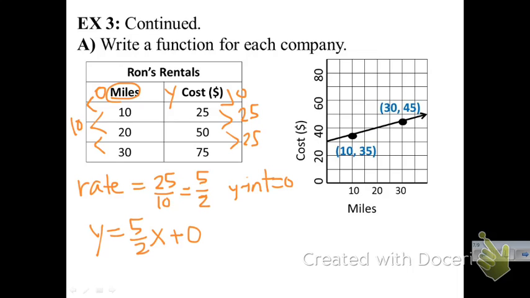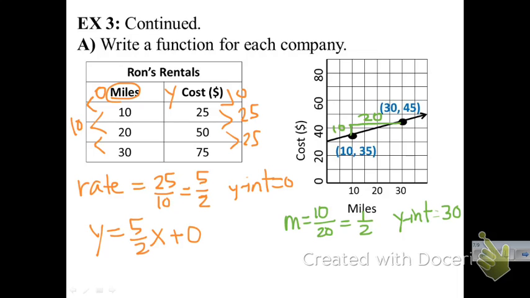To do our other rental truck, we have a rate here that looks like it's going up by 10, over by 20, so that would give us a rate of 10 over 20, which reduces to 1/2, and you can see right there on the graph that it starts at 30. So our y-intercept is 30.